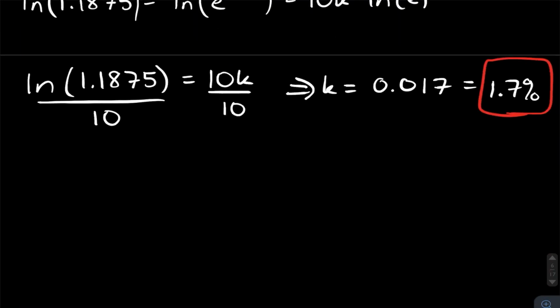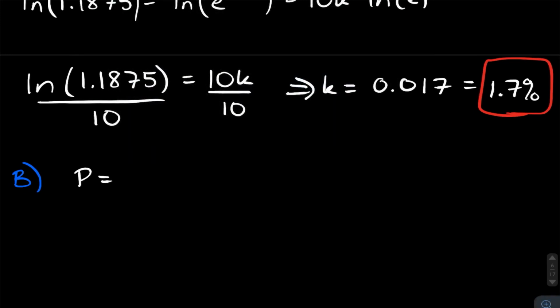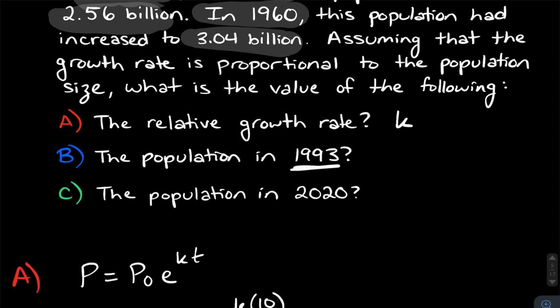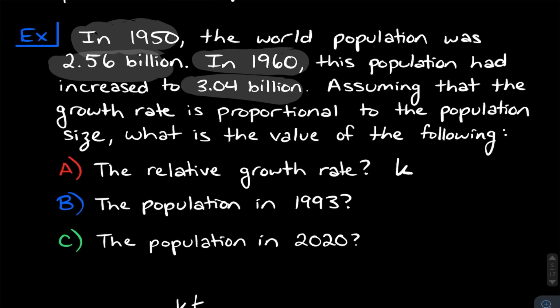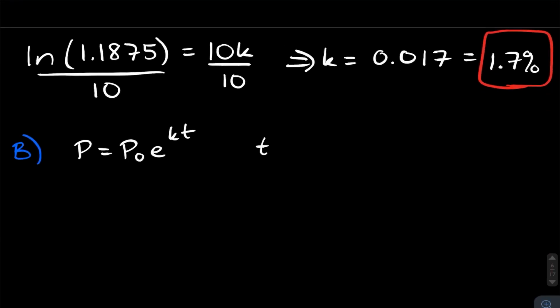Now the population in 1993, right? That means, which variable are we trying to find here? Well, it means we're trying to find p, right? Because p is going to be the final population after, well, how many years? Well, 1993 minus the initial time of 1950, that's going to be 43 years, right? So t is going to equal 43 here.